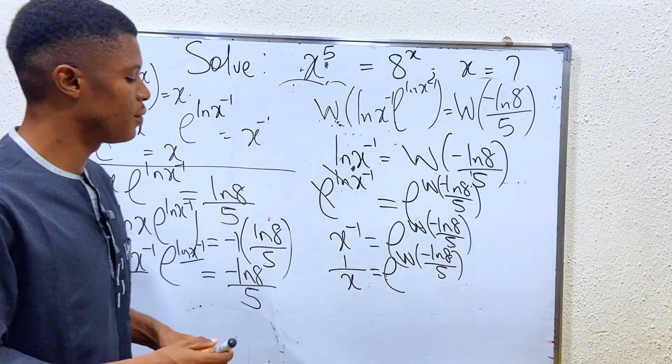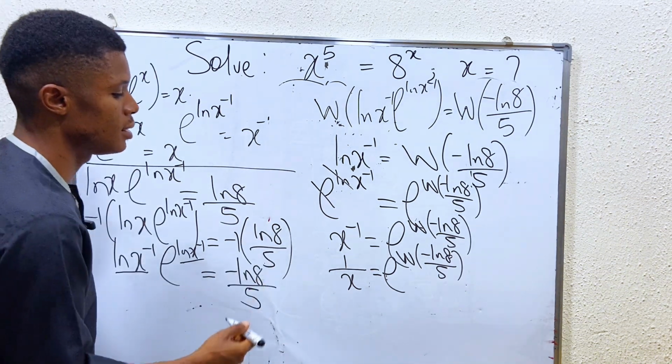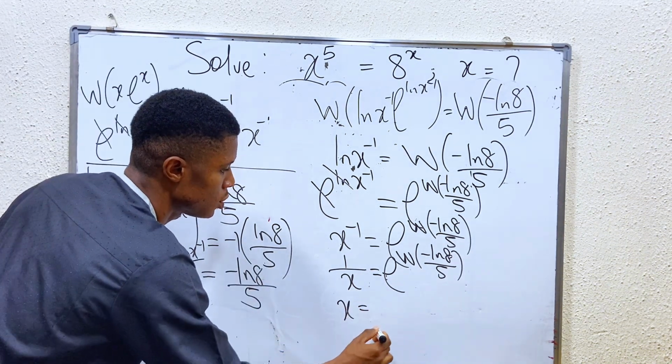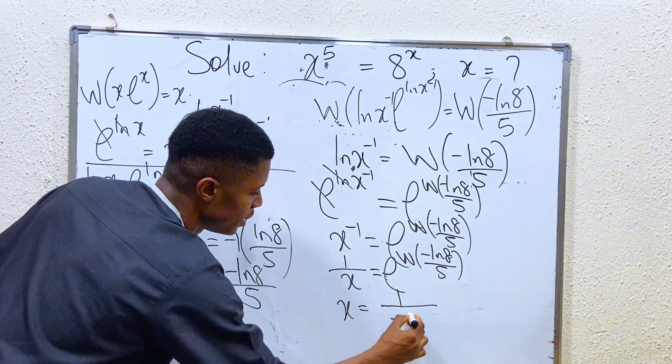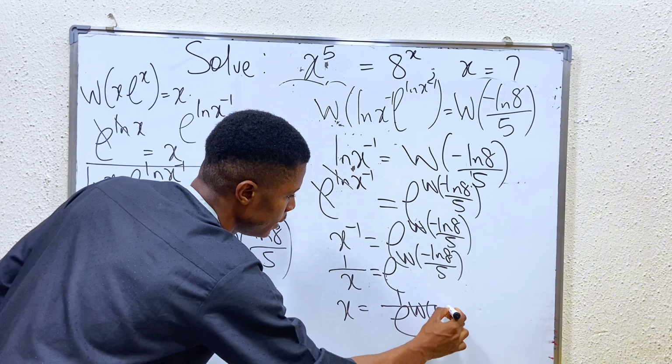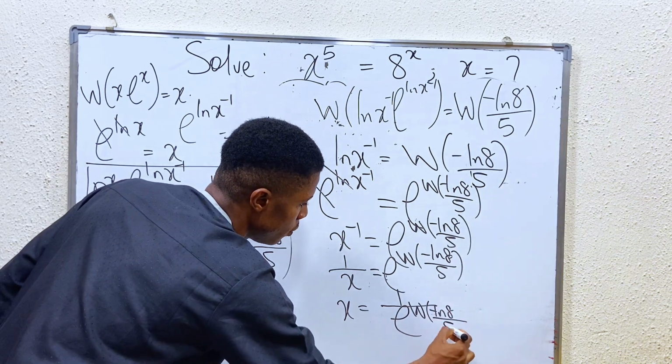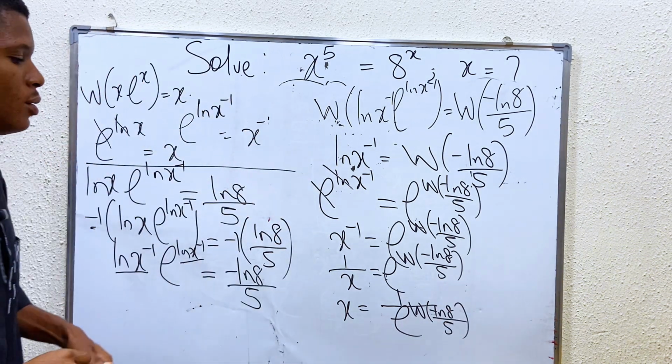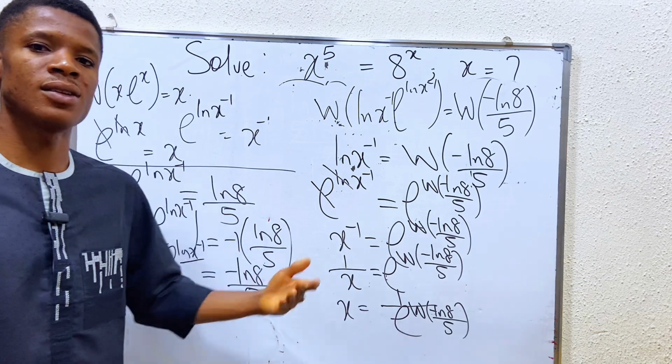To get the value of x, since this is the inverse, our x equals 1 over the exponent of the Lambert W function of minus ln 8 over 5. And that's the answer. This is just the answer.